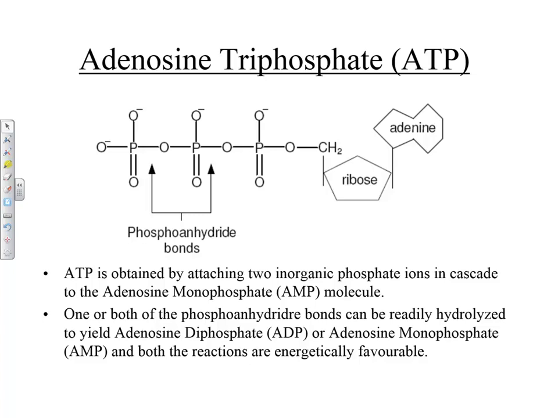So if you have adenine, sugar, phosphate, that's adenosine monophosphate, AMP. If you have 2 of these phosphate groups attached, it's adenosine diphosphate or ADP. If you have 3 of them attached, that is adenosine triphosphate or ATP. So if you're looking at an ATP molecule, this is a high energy bond, the phosphoanhydride bond.